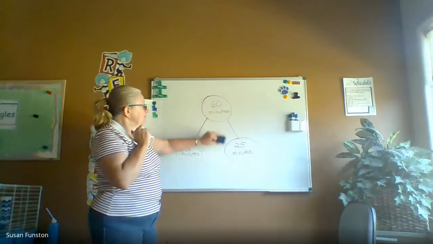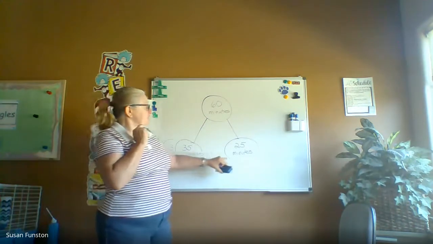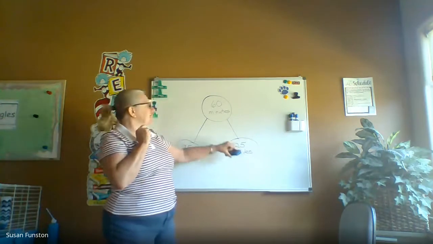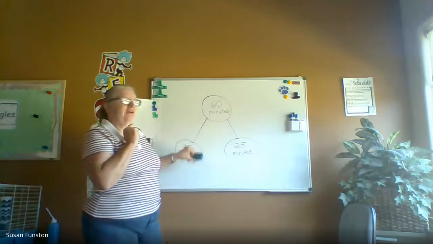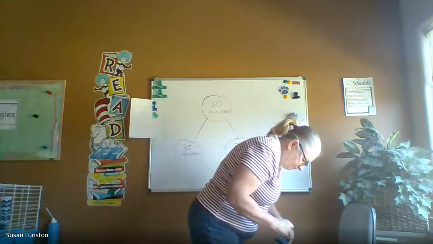So I can divide up 60 lots of ways, but if I have 35 minutes plus 25 minutes, I get 60 minutes or 1 hour. So I divided up my hour lots of different ways.